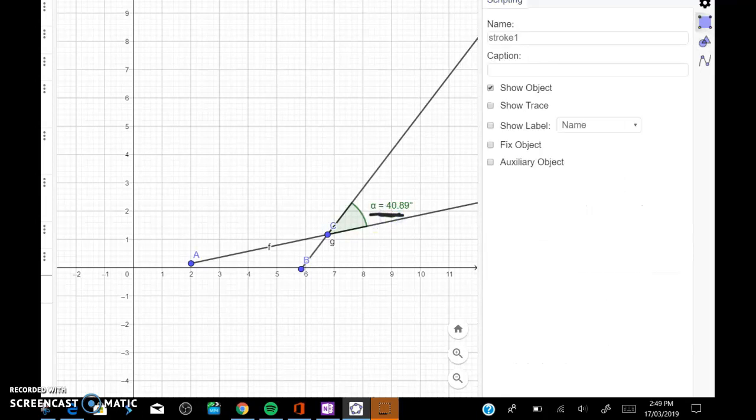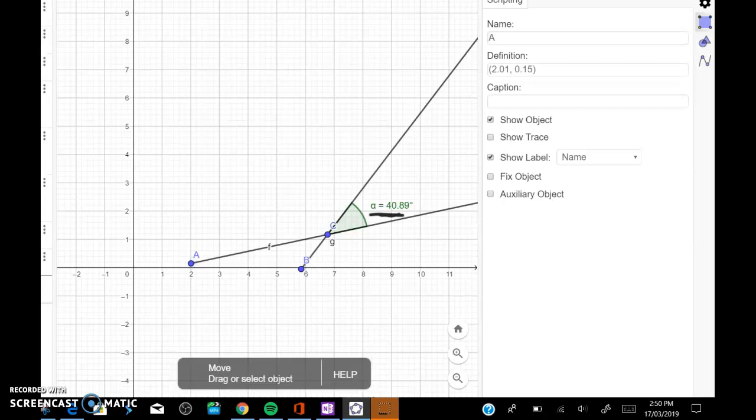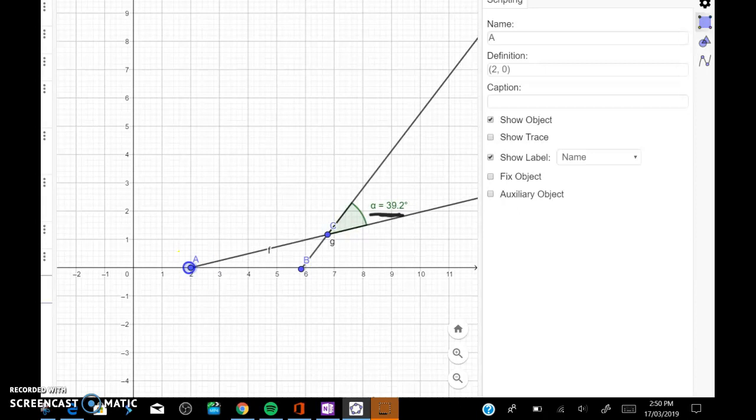This angle here is going to change as I move point C. But I can see that point A has also managed to lift up from where it should have been. So this needs to just move a little bit. So A needs to come down to here. There. Right, so A is in the right place now.